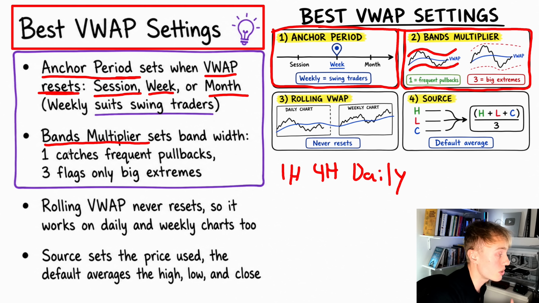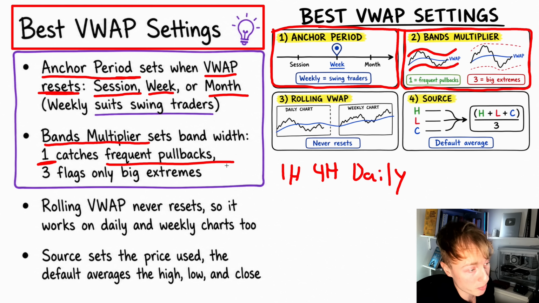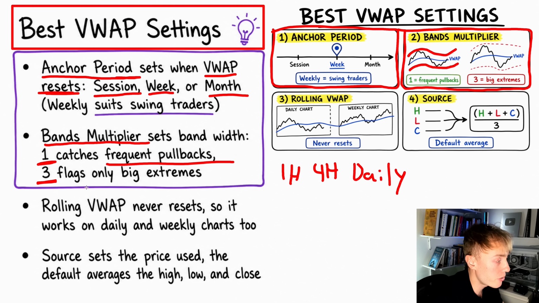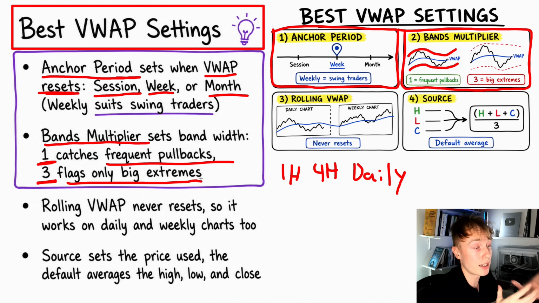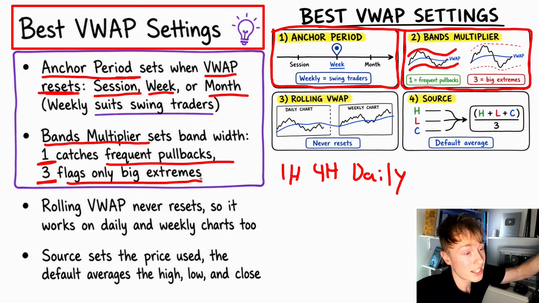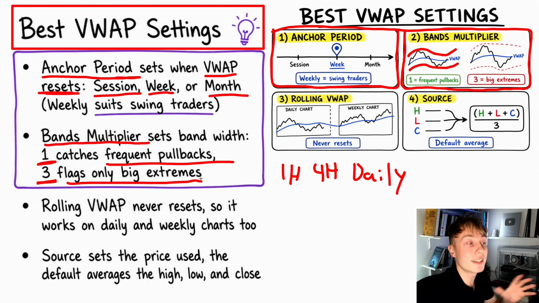depending on what trading strategy you use. For example, the first band, number 1 here, tends to catch frequent pullbacks. So if you're trading pullbacks in an uptrend, this might be the perfect setting for you. But the third band here flags only the most extreme moments in the market. By using band number 3, you can, for example, catch the absolute highs and absolute lows of a move, and that can be an excellent entry point.